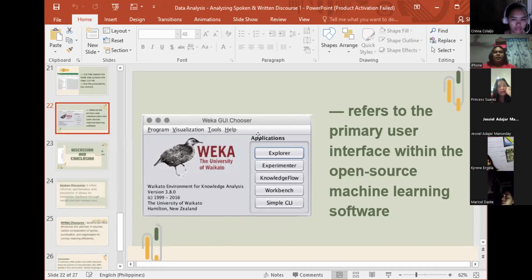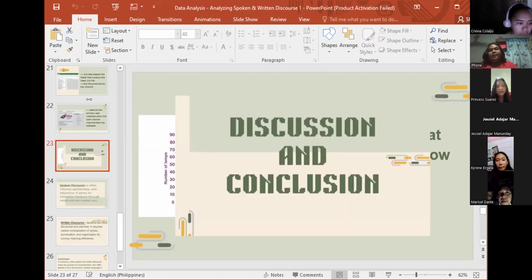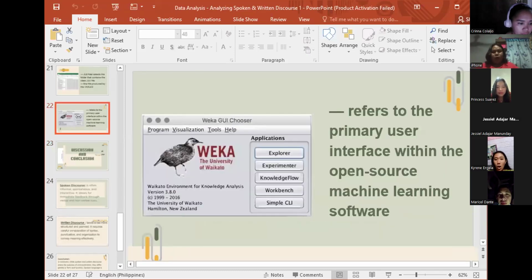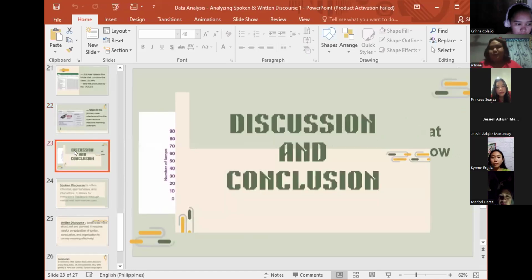The last one is the histogram. A histogram is a graph that uses bars to show how data is distributed. It is a bar graph that is usually used in research for data distribution. And that concludes my topic. Thank you.